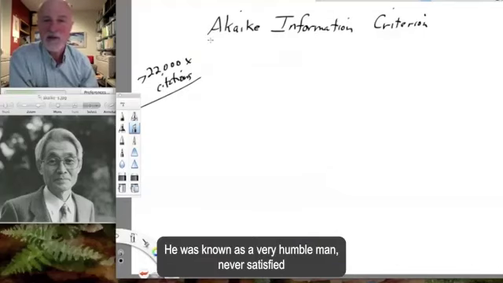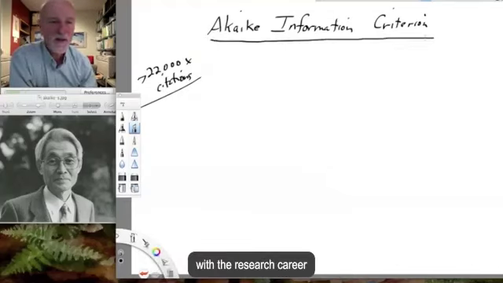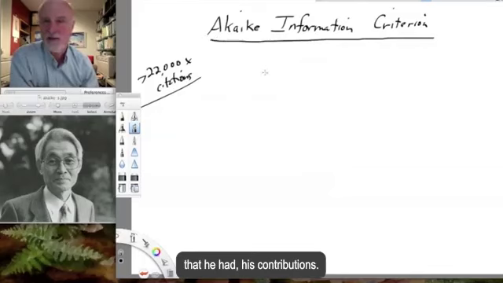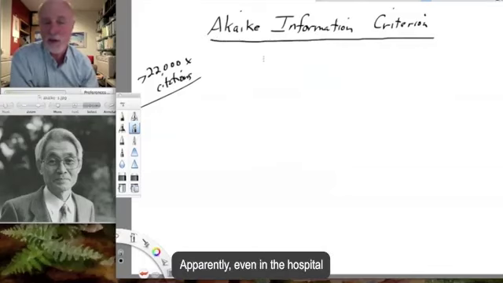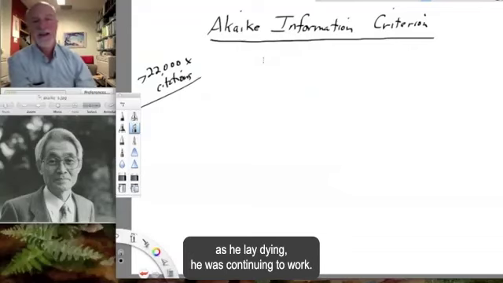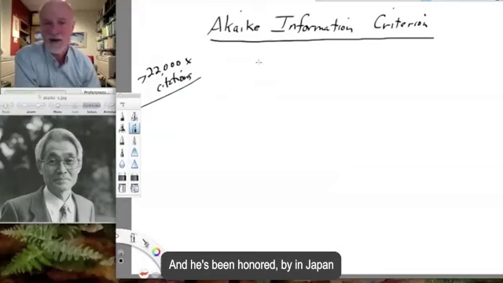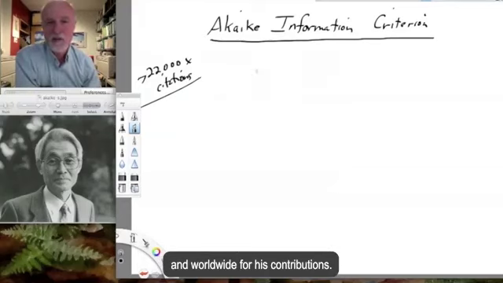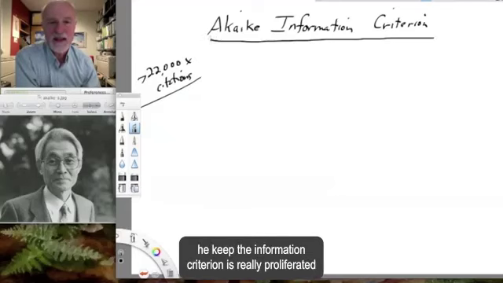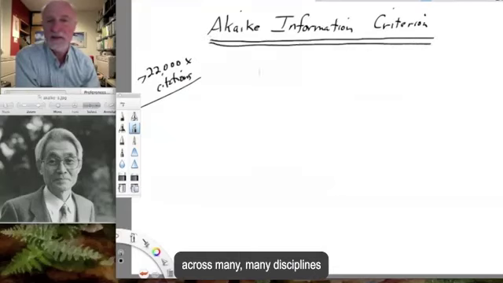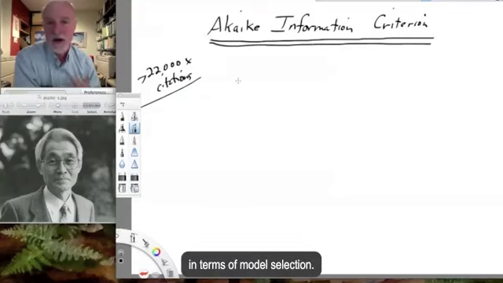He was known as a very humble man, never satisfied with the research career that he had, his contributions. He was always trying to do more, apparently even in the hospital. As he lay dying, he was continuing to work, and he's been honored in Japan and worldwide for his contributions. But particularly, the Akaike information criterion has really proliferated across many, many disciplines in terms of model selection.